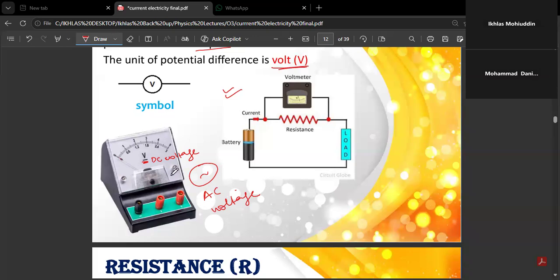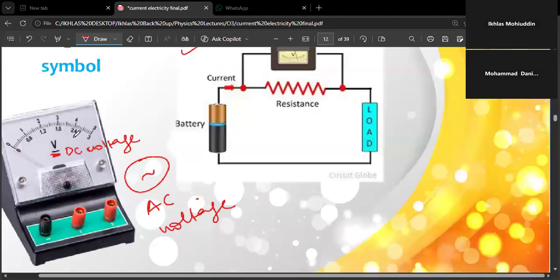AC voltage. Can you tell me the range of this voltmeter by looking at this? 0 to 5 volts. The maximum voltage that it can measure is 5 volts. So this is the range of the voltmeter.